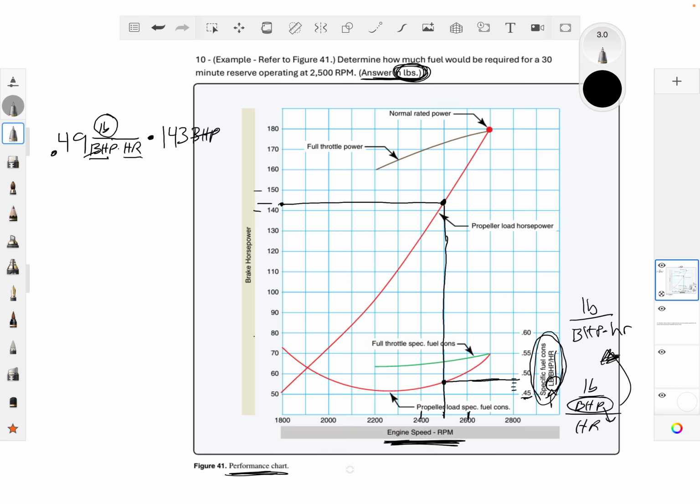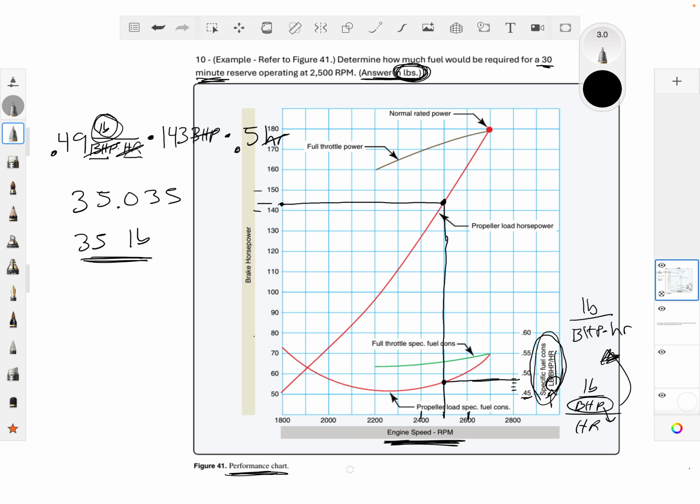So brake horsepower and brake horsepower are now canceled. We need to get rid of one more thing, our hours. It does tell us that we're operating for 30 minutes, so we're going to have to convert that 30 minutes to hours. I'm just going to go 0.5 hours, and then hours and hours are going to cancel each other, and I'll be left with the unit that I want, which is pounds. So we take that and multiply these three numbers together, 0.49 times 143 times 0.5, and we would come to an answer of 35.035, or we could just say 35 pounds. So we would need 35 extra pounds of fuel for this 30-minute reserve.